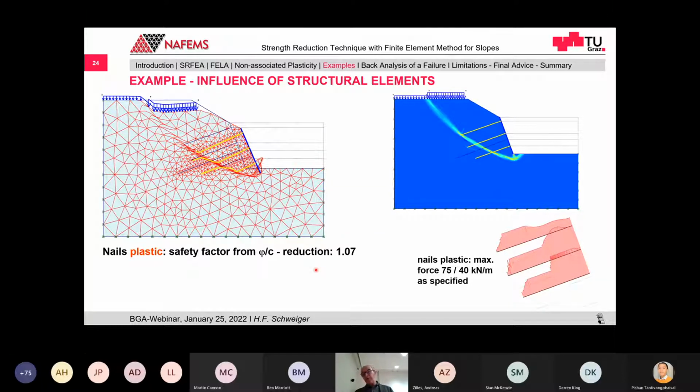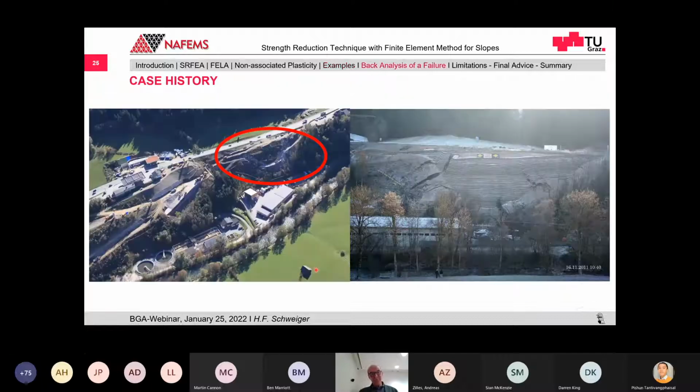May they, let's say, form a plastic hinge. Let's say if you have a sheet pile wall or so, then you have to take care of that, because otherwise the factor of safety you're producing is simply not correct.